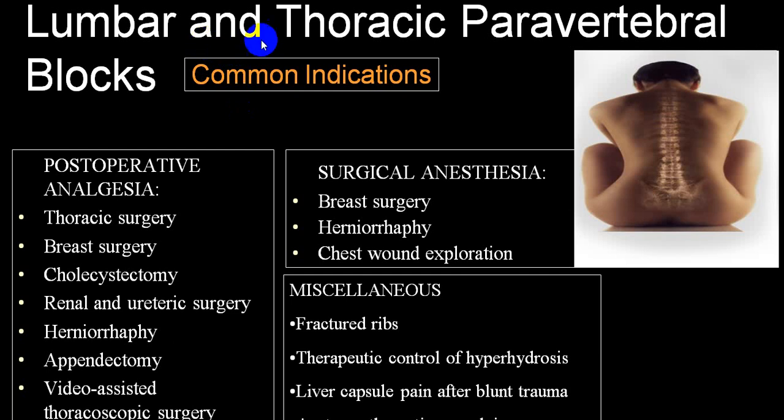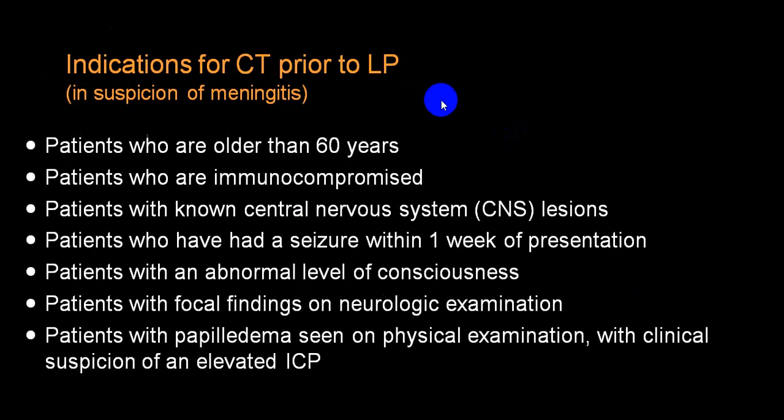Lumbar puncture or thoracic paravertebral blocks are very commonly done for post-operative analgesia, particularly for thoracic surgery, breast surgery, cholecystectomy, ureteric surgery, hemorrhoids, appendicectomy, video-assisted thoracoscopic surgery, etc. Also for fractured ribs, to control hyperhidrosis, liver capsule pain after blunt trauma, acute post-herpetic neuralgia, etc. You can utilize thoracic or lumbar paravertebral blocks.